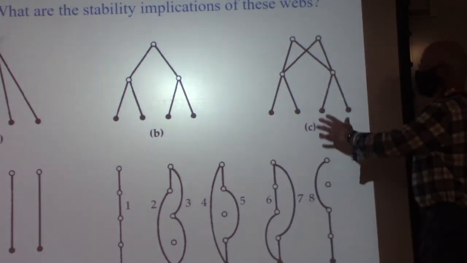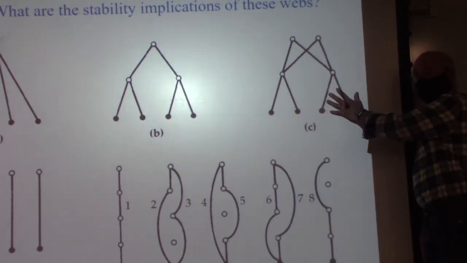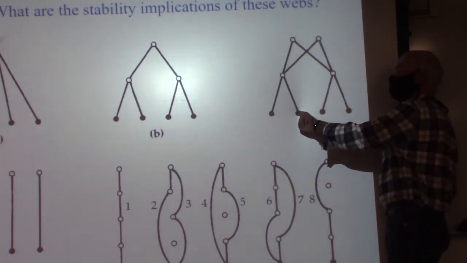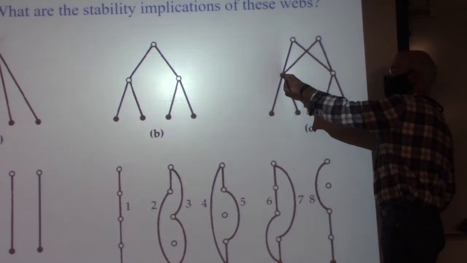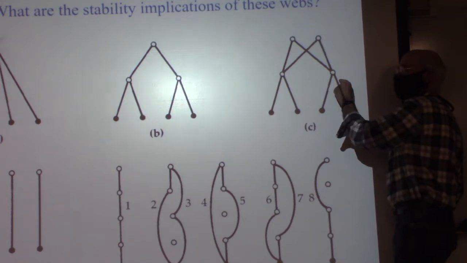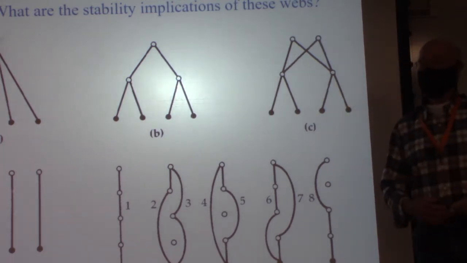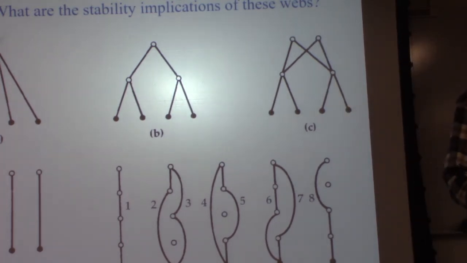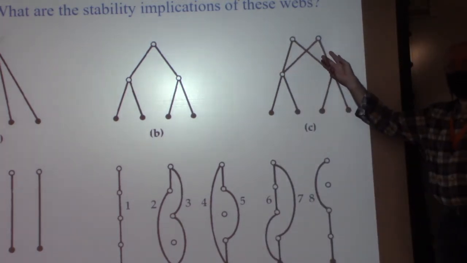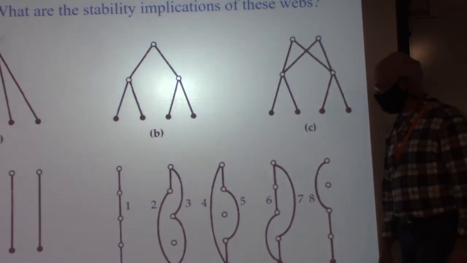On the other hand, a system that looks like this is pretty stable. Because if that species goes extinct, this animal right here still has that food resource. And this animal up here still has those two food resources. It turns out the more connections there are in a food web, the more stable it is. So connectivity in a food web promotes stability. That's what we care about. Okay?